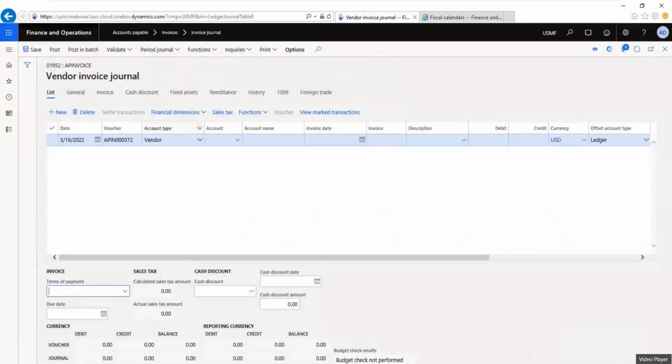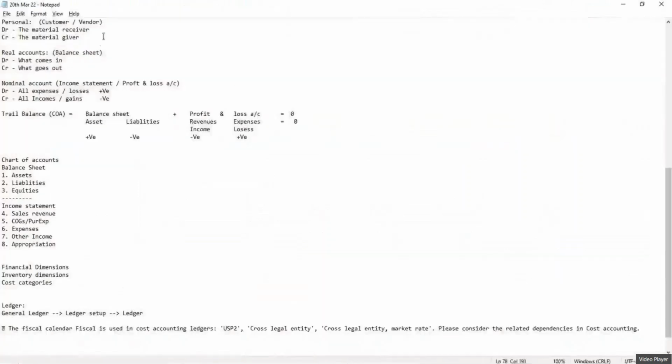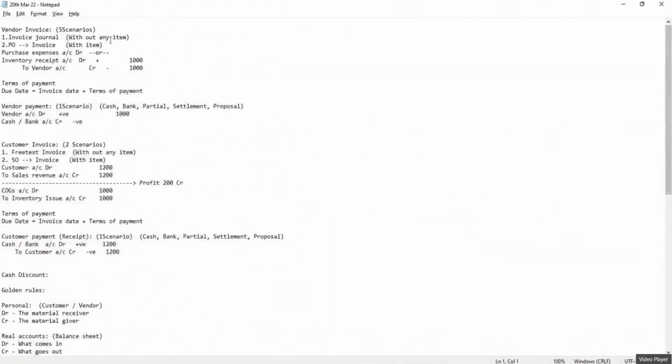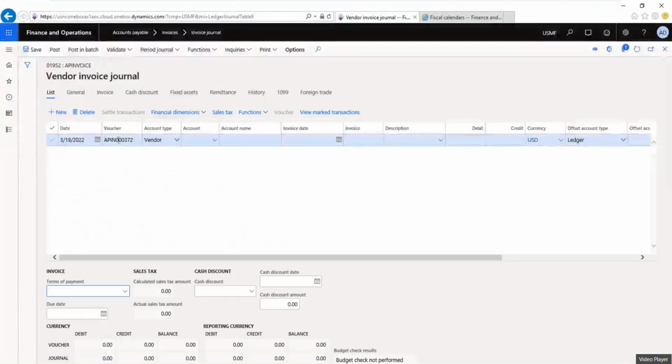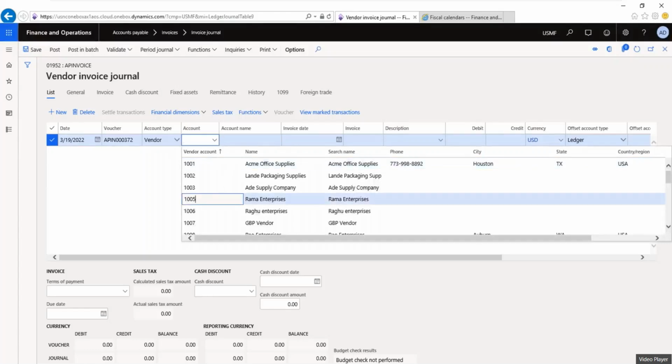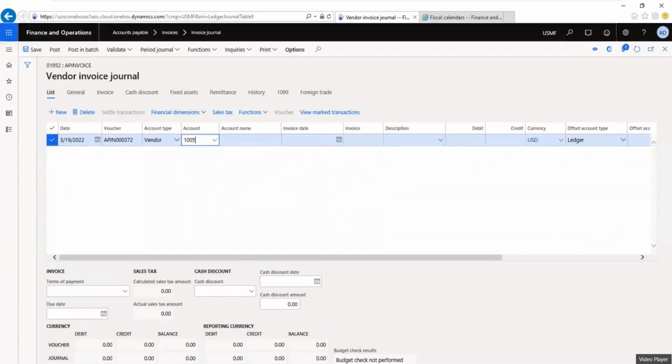Now the first document, the vendor invoice. You are learning the invoice journal without any item. So the date and voucher number are coming. The vendor name or vendor number, we need to select the vendor number. Suppose I'm selecting 1005 Rama Enterprises. Any vendor you can select.